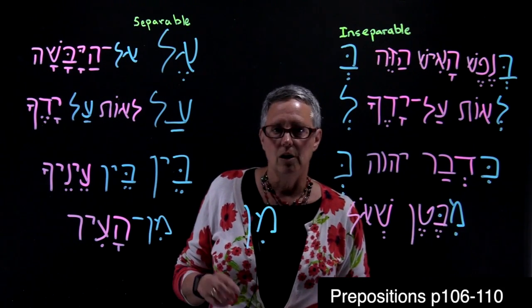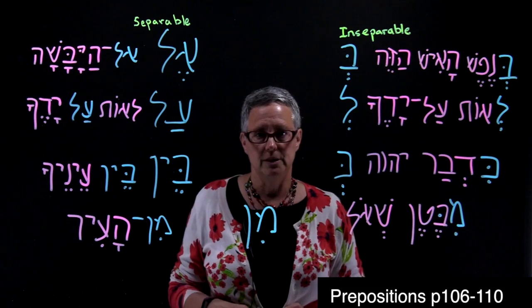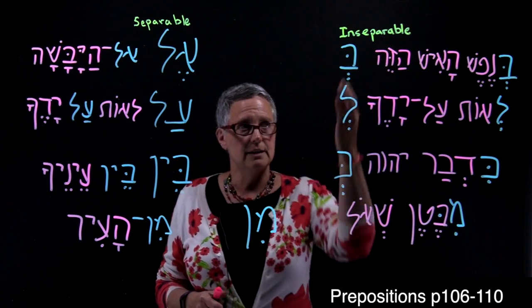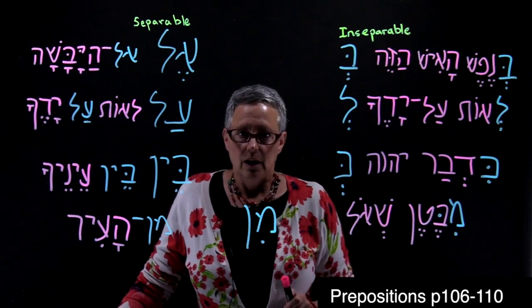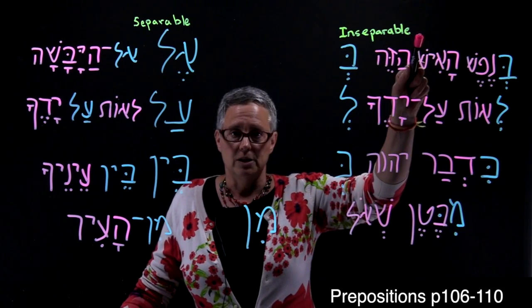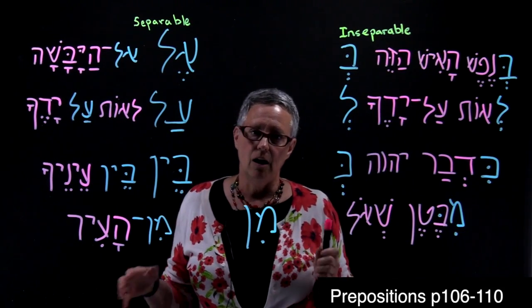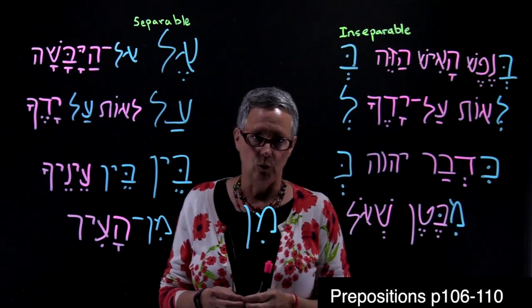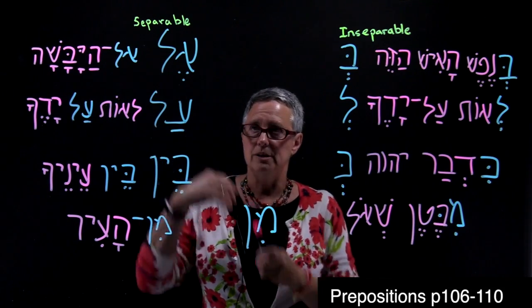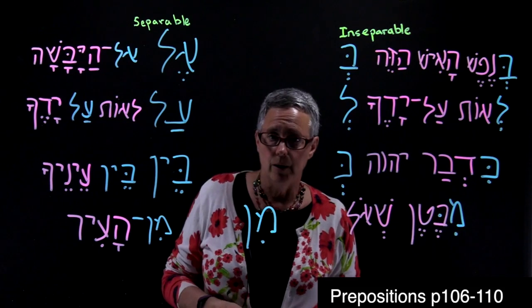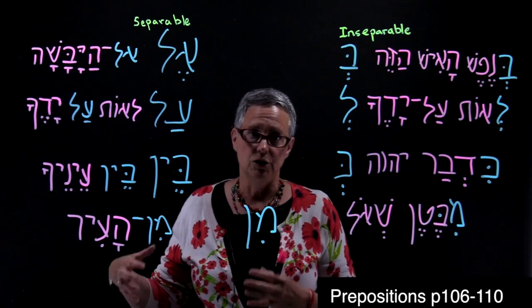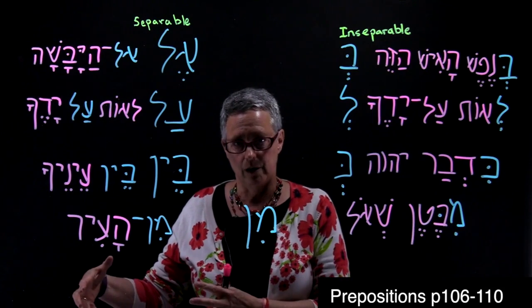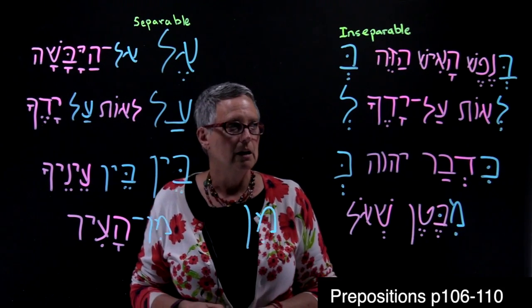In Hebrew, there are two different types of prepositions. There are inseparable and separable prepositions. The inseparable prepositions are prepositions that are connected to another word. Separable prepositions can appear separate from the word. In fact, they do appear separate from another word in most cases.